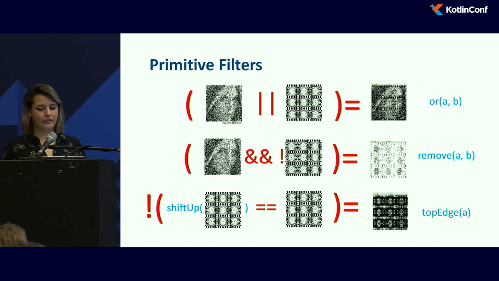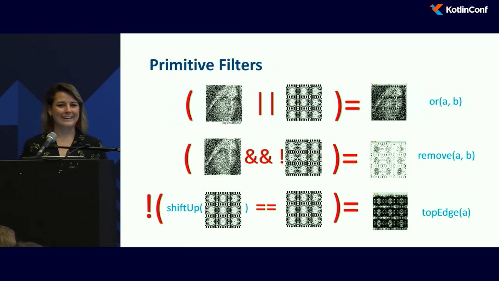We can start with the OR filter, in which we have 2 images, and you take the summation of all black pixels, and you get a very, very demon-like looking lady. And of course, that's the summation of all black pixels. The remove means that you have the difference of all black pixels from one image, and you remove it from the other, and that's the result.